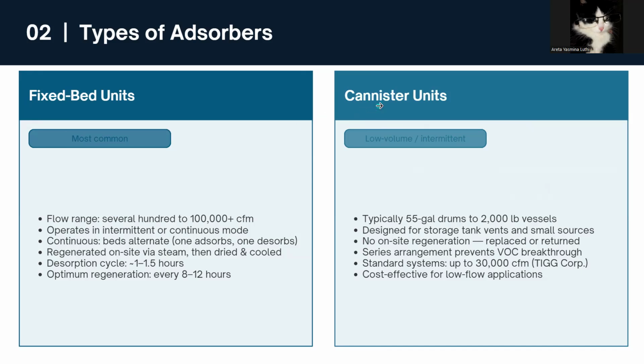The second one is the canister units. Canister units are designed for smaller or intermittent emission sources, such as storage tank vents, and they range from 55-gallon drums up to 2,000-pound vessels. Unlike fixed bed units, the canisters are not regenerated on site. They are replaced or returned to the vendor when exhausted. To prevent VOC breakthrough, the canisters are often arranged in series, so the second unit acts as the safety backup. The standard system from the TIGG Corporation handles up to 30,000 CFM.